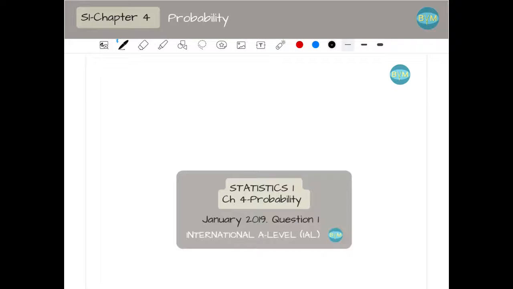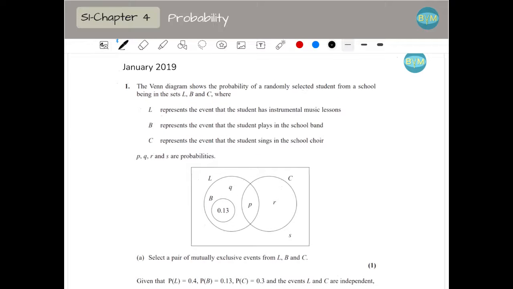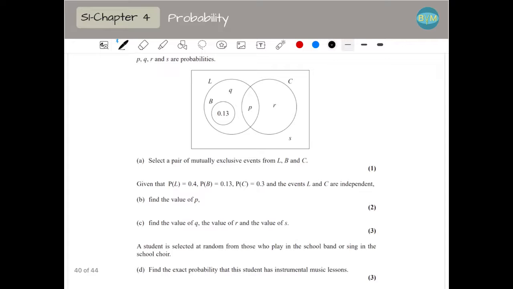This is question 1 on the January 2019 Statistics 1 paper. It's a probability question with Venn diagrams. We have a Venn diagram that shows the probability of a randomly selected student from a school being in sets L, B, and C. L represents students who have musical lessons, B plays in the school band, and C is in the choir. We know the probabilities, but most of them are letters, so we will need to find them. First they ask, select a pair of mutually exclusive events from L, B, and C.